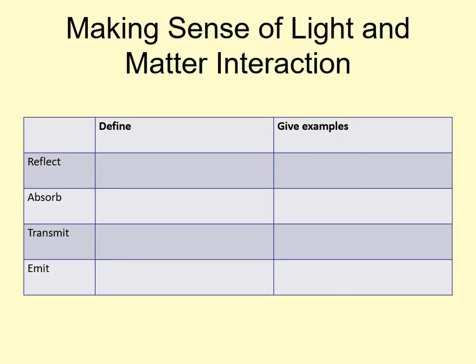Here's a table to fill in to remind yourself of the 4 major ways that light and matter interact. See if you can define each one without just relying on the name of the interaction. In other words, don't just say that reflection is when something reflects. Also, come up with some examples, but leave room so that you can add others as you learn about them later in the course.